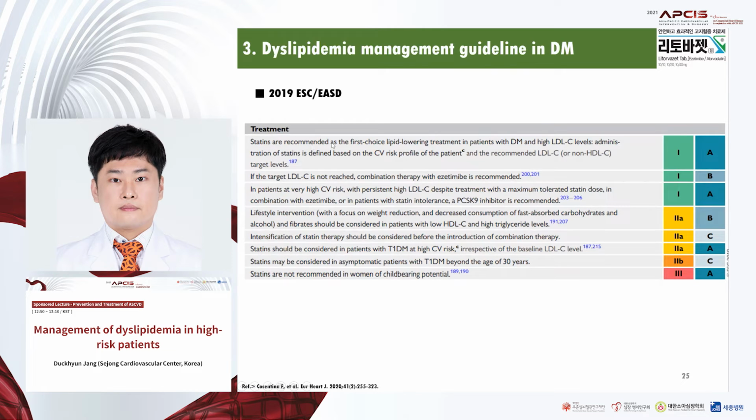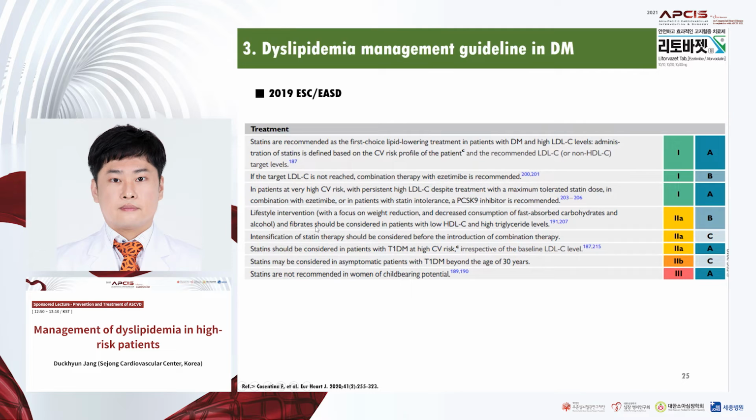Statins are recommended as the first choice lipid lowering treatment in patients with DM and high LDL cholesterol levels. If the target LDL cholesterol is not reached, combination therapy with ezetimibe is recommended. In patients at very high CV risk with persistently high LDL cholesterol despite treatment with a maximal tolerated statin dose in combination with ezetimibe, or in patients with statin intolerance, a PCSK9 inhibitor is recommended.